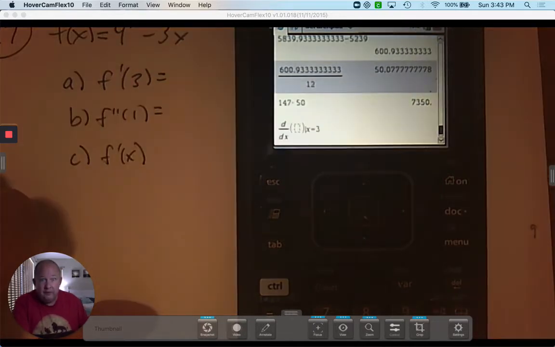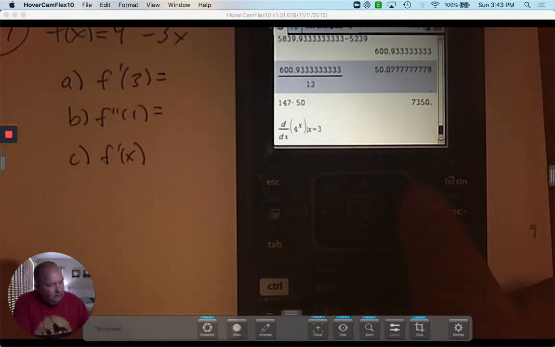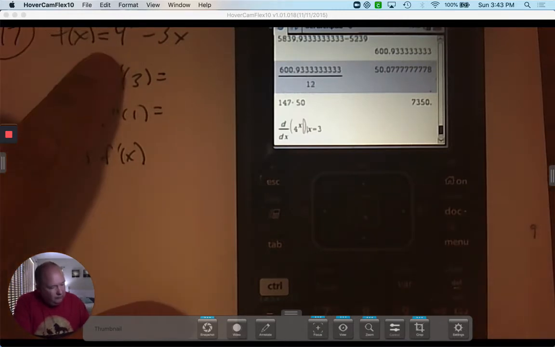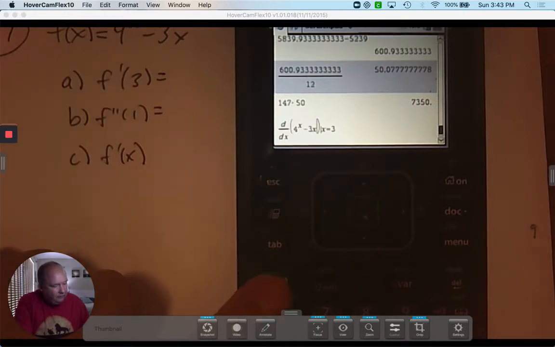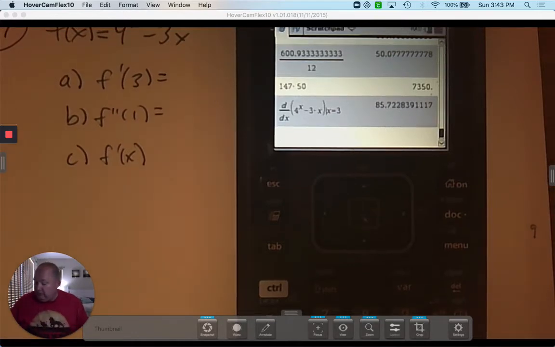And we do want to find the first derivative. So there's the setup to begin with. Then we actually type in 4 to the exponent x. Move the cursor, subtract 3x. And then Control Enter. And then I want you to notice that it's 3 numbers after the decimal. So for this one, it would be 85.722.